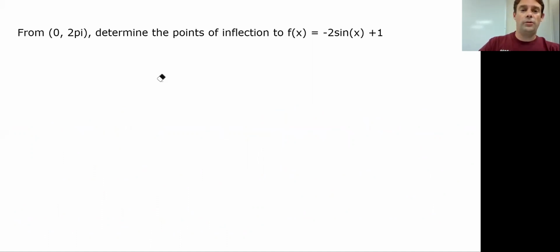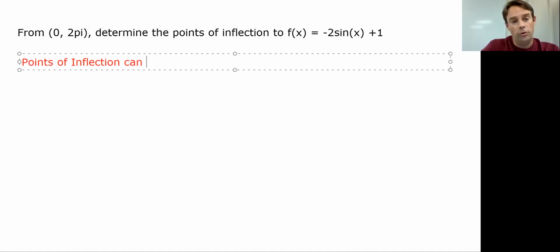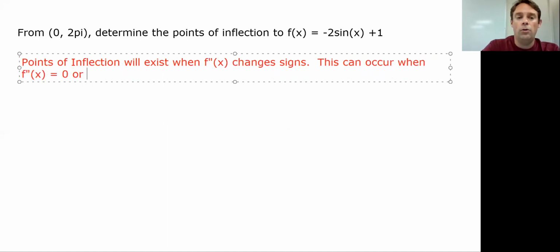All righty, let's see what we're gonna do here. Again, by now, you guys more than know what I'm gonna say, I'm sure. Say what we're gonna do. We're gonna do the work, and when we're done, we're gonna say what we found. Points of inflection can exist, will exist, when the second derivative changes signs. This can occur when the second derivative equals 0, or when the second derivative is undefined.